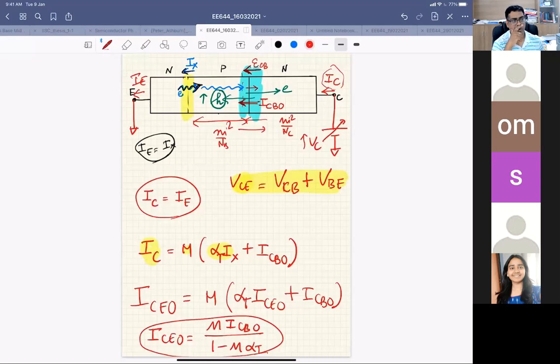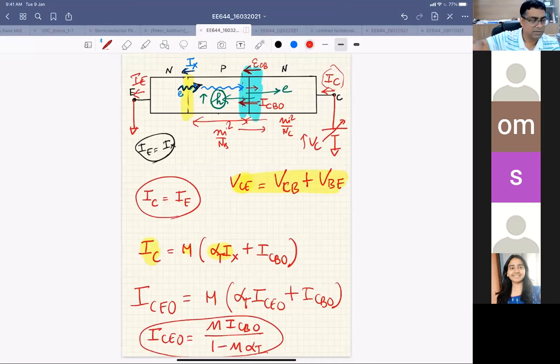Okay, so now, here I have taken some assumption. Anyway, let's stick with this equation: IC is equal to M times alpha T times Ix plus ICBO. So what I'm telling here is, I have electrons and holes moving in the collector-base junction, which is reverse biased, which is creating impact ionization, so electron-hole pairs are generated.